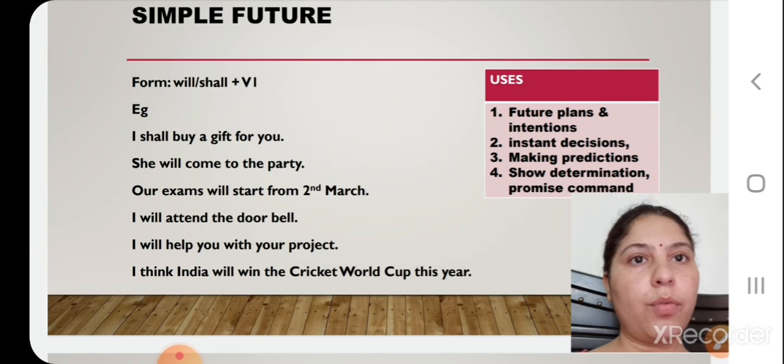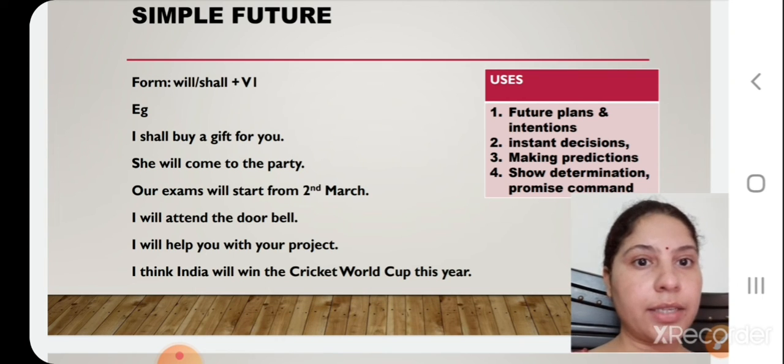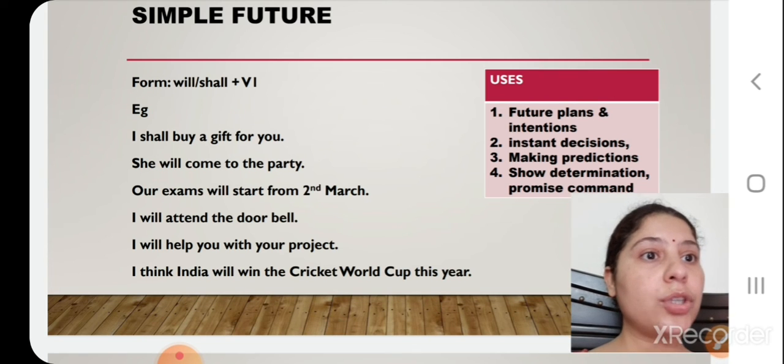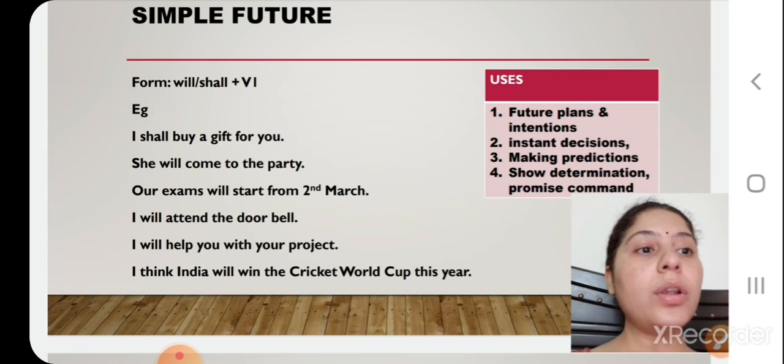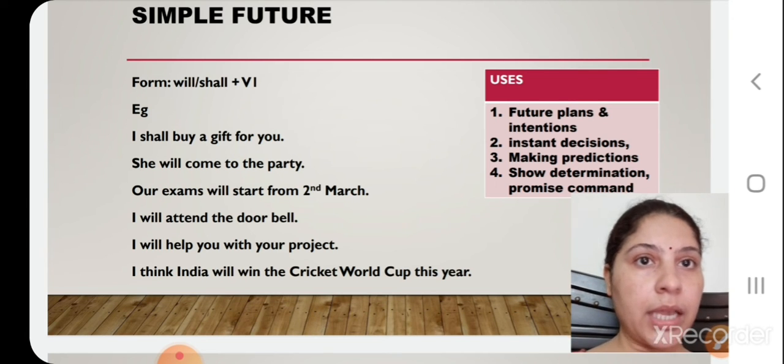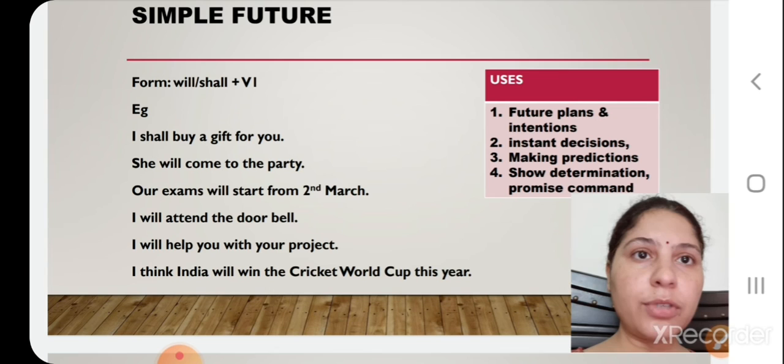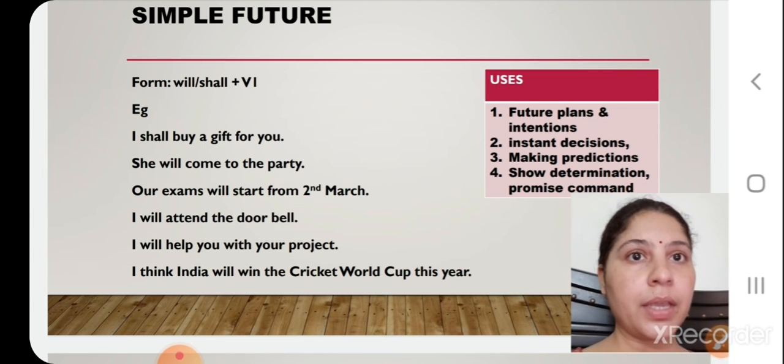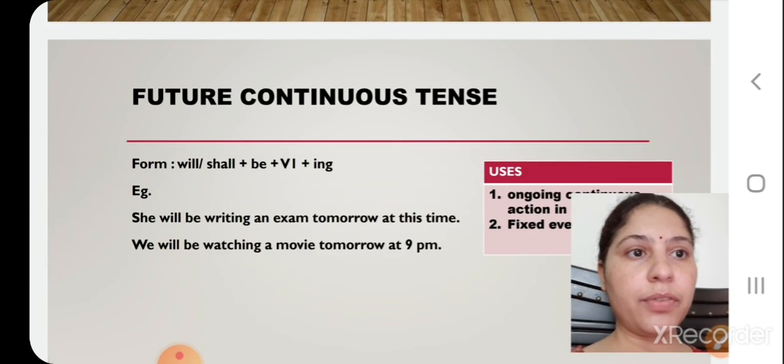Okay, and then the last sentence also is left. I think India will win the Cricket World Cup this year. So this is making a prediction. With simple future, we also make a prediction. So in what all ways we use simple future? To tell our future plans, to tell our future intentions, to make instant decisions, to make predictions, and to show determination or promise or command. So for that we use simple future.